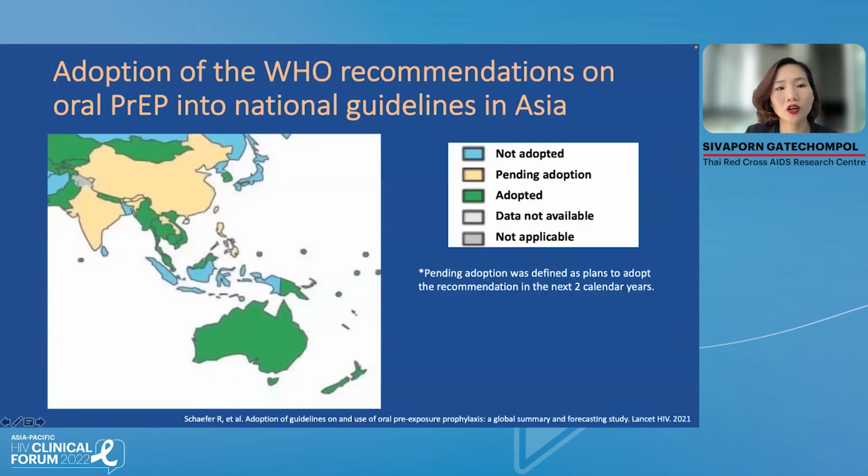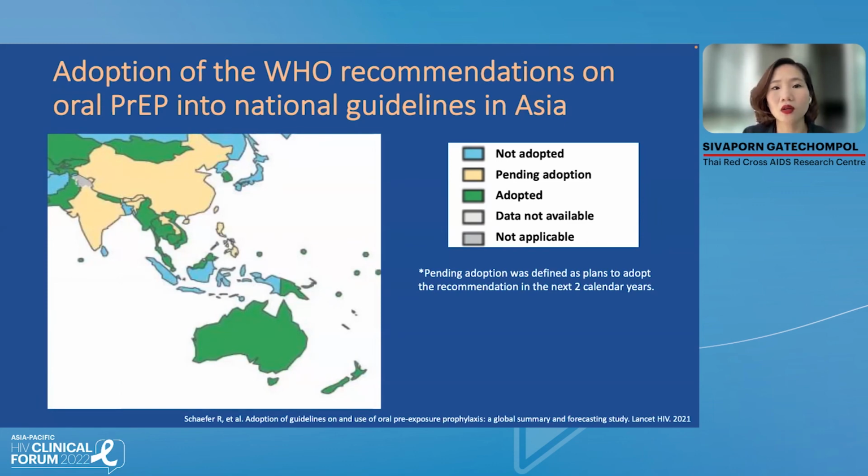For the adoption of the WHO recommendation on oral PrEP into national guidelines in Asia, this figure shows the countries that have adopted, not adopted, or are pending adoption of the guideline. The blue color represents the countries that haven't adopted the oral PrEP guideline into their national guideline, for example, Japan, Indonesia, and Bangladesh.